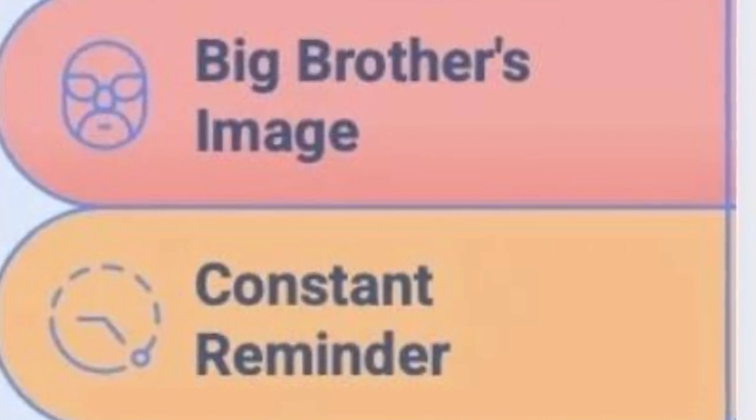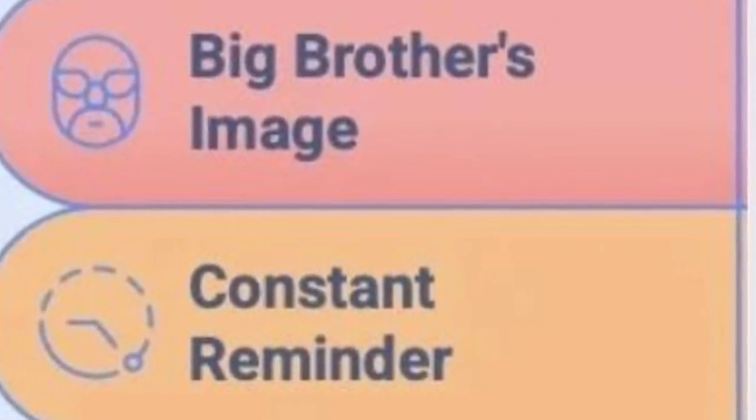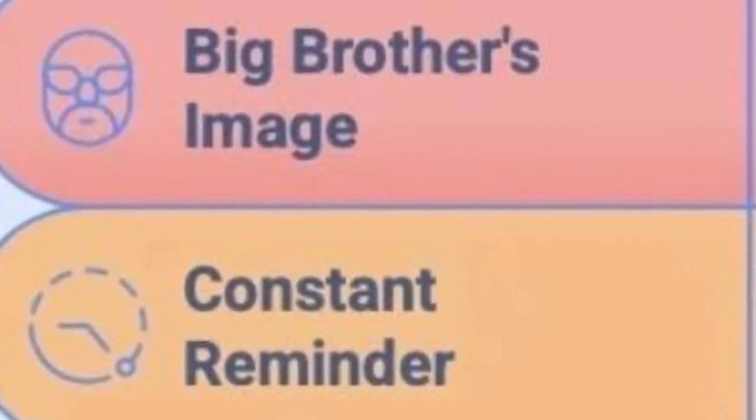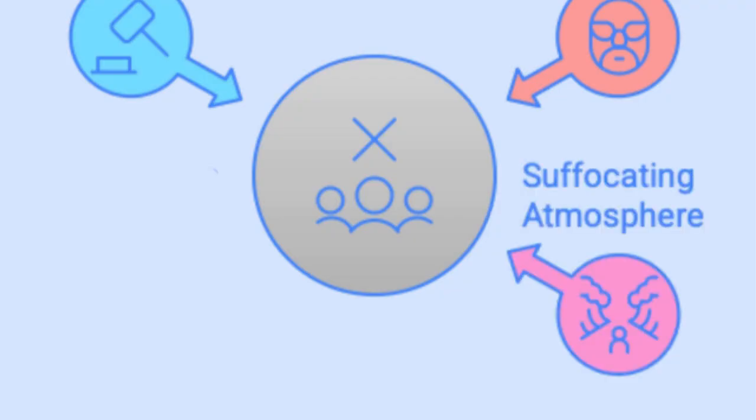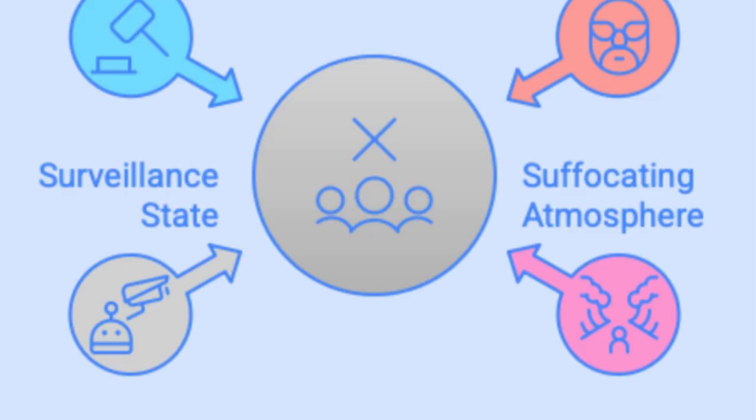His image is everywhere, serving as a constant reminder of the party's surveillance and control. Big Brother symbolizes the party's absolute authority. He represents the cult of personality that totalitarian regimes often cultivate. His presence creates a suffocating atmosphere of fear and unquestioning loyalty, ensuring that citizens remain obedient. The slogan "Big Brother is watching you" underlines the invasive surveillance state.